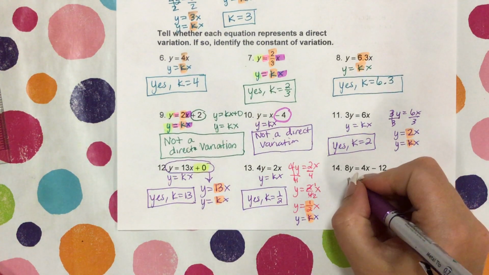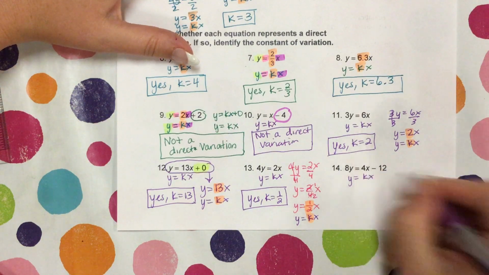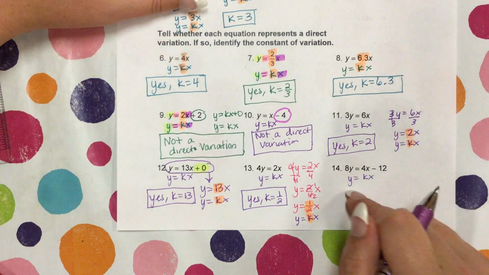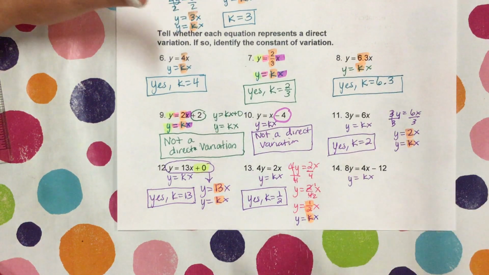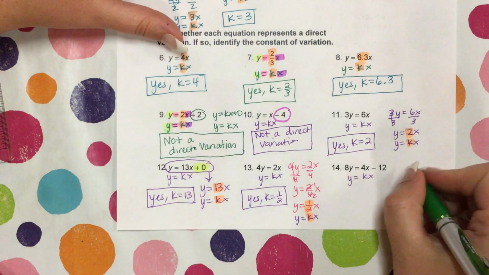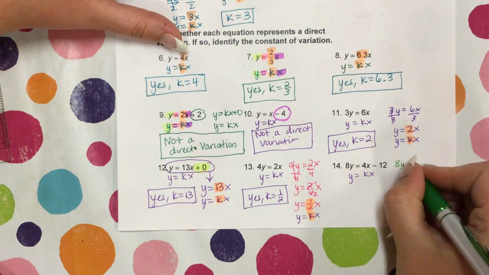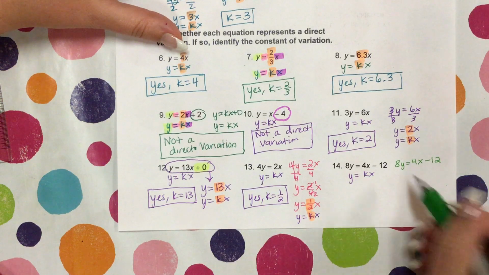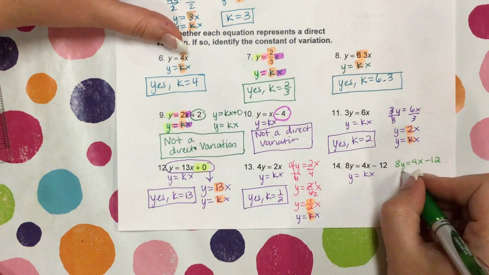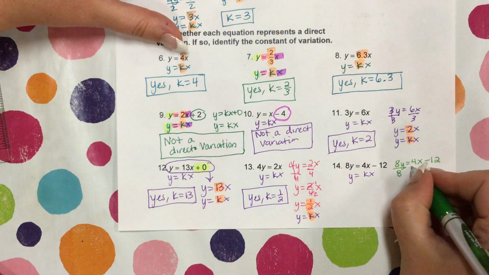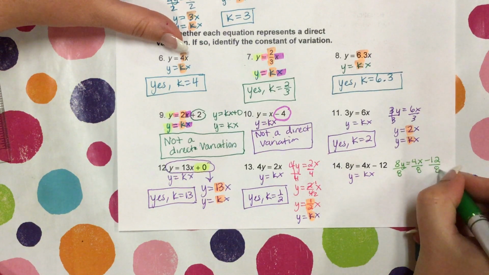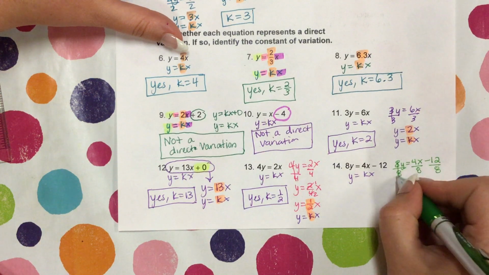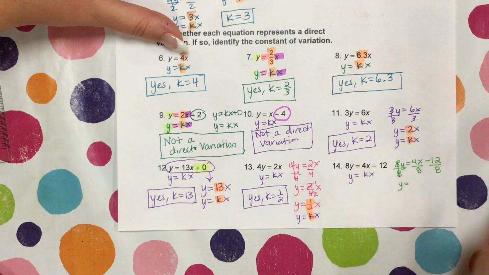Is this of the form y equals kx? Is y by itself? Well, right now, y is not by itself, so we have to do some algebra and get y by itself. So we're going to rewrite this problem here and get y by itself. So right now, it's being multiplied by 8. I need to divide everything by 8, so I'm going to divide this by 8 and divide that by 8. Everything gets divided by 8. 8 divided by 8 is 1. 1 times y is just y.